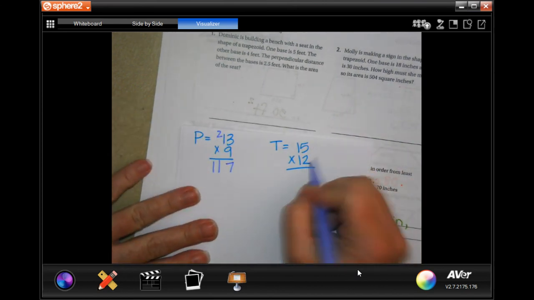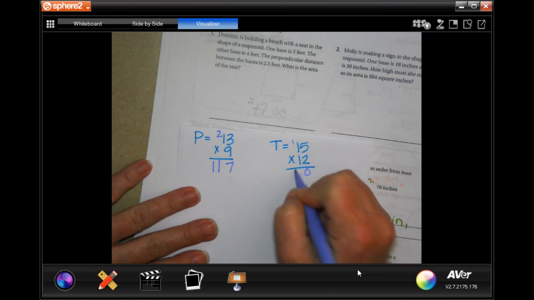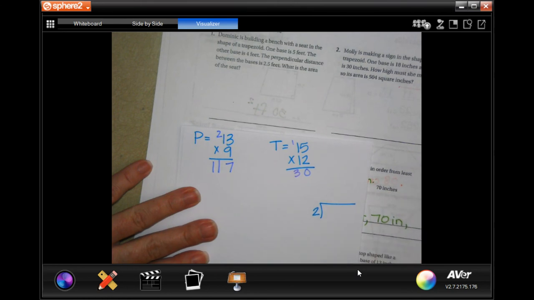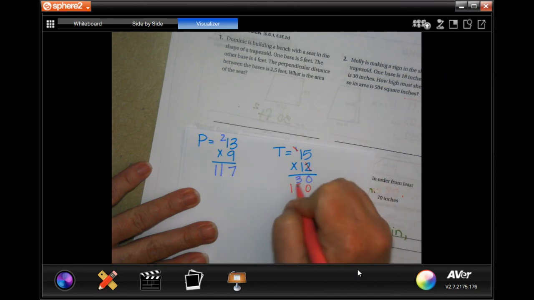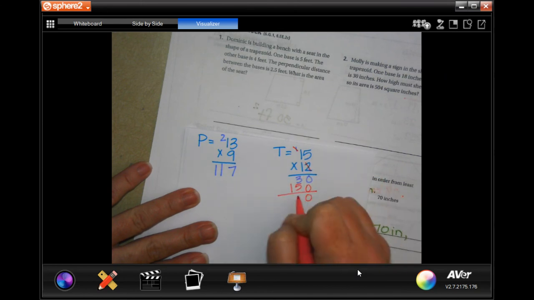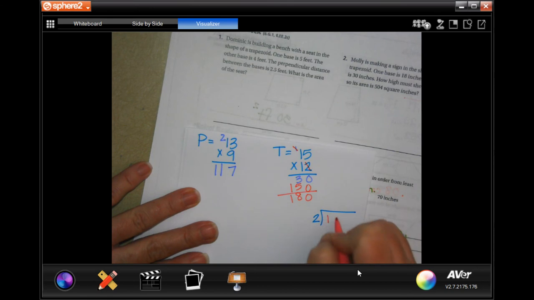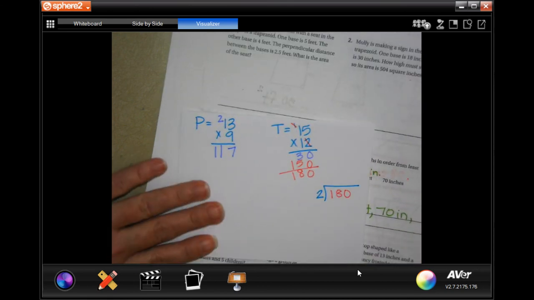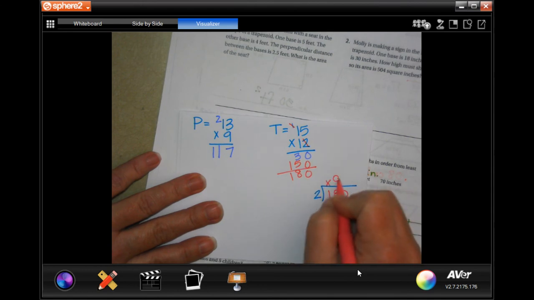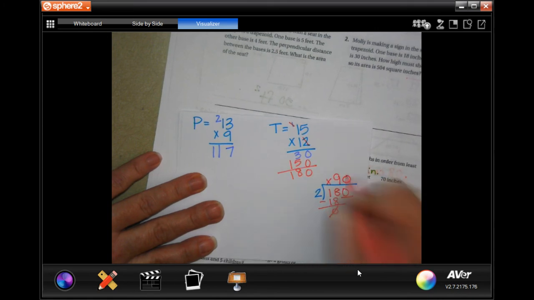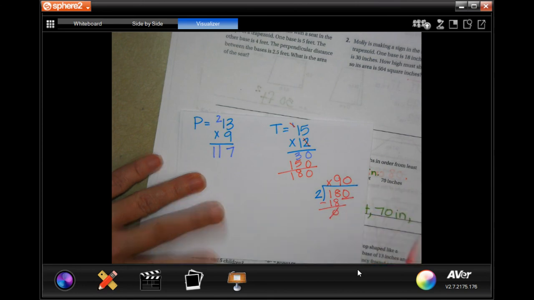The triangular is a little more complicated. So 2 times 5 is 10, carry the 1. 2 times 1 is 2, plus 1 is 3. We're going to tick, tack, and toe, and then 1 times 15. So we have 1, 8, 1. We're going to put that 180 right in there. Now, 2 is not going to go into 1, but it'll go into 18 9 times. 9 times 2 is 18. Subtract it, 0. Because I ended in 0 and I have a 0 left, I can just move that 0 up. So the triangular is 90.